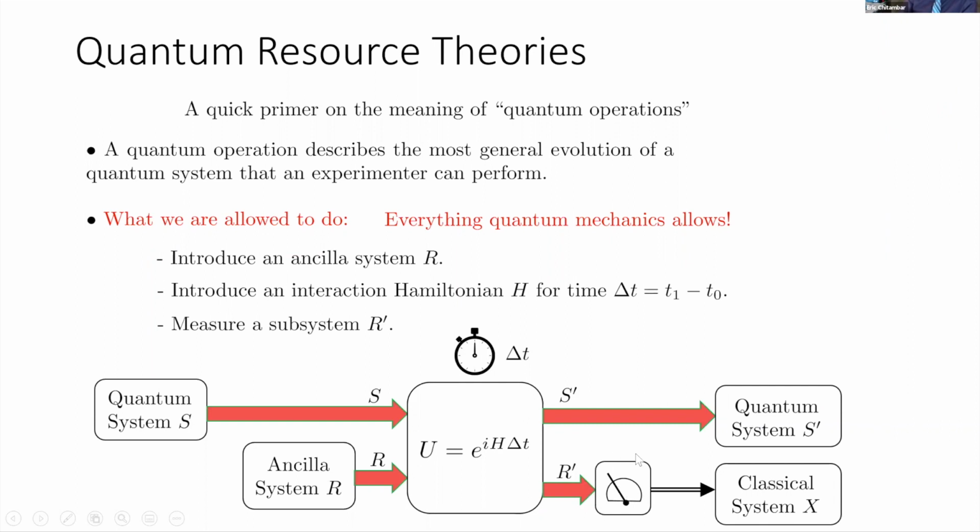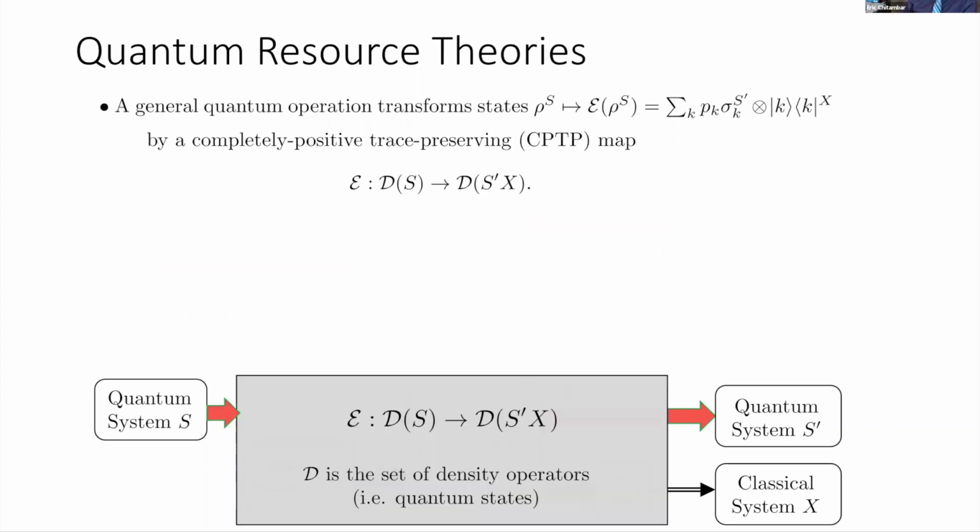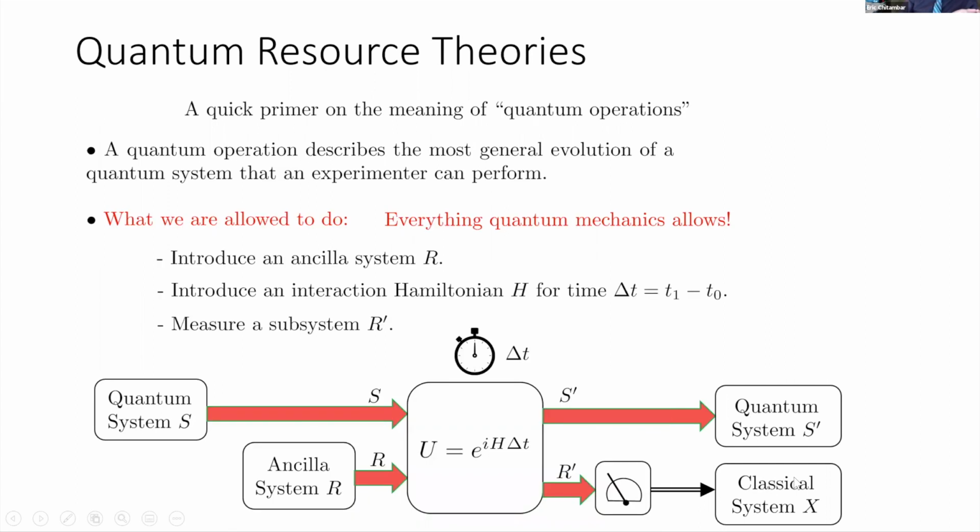And we can measure this R prime system. So if we abstract this, if we just look at the end of the day, what we've done is generate some map where we input a quantum system and we get out a quantum system, but we also get out a classical system. Let's go back to where this came from. The classical system was from measuring part of this subsystem.